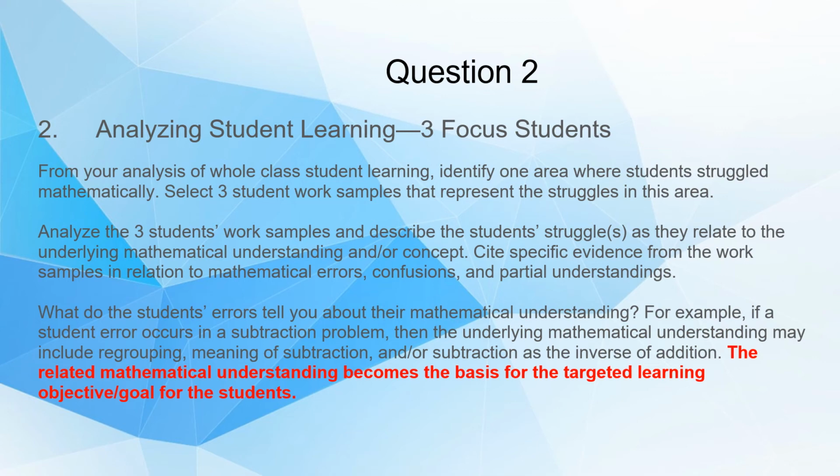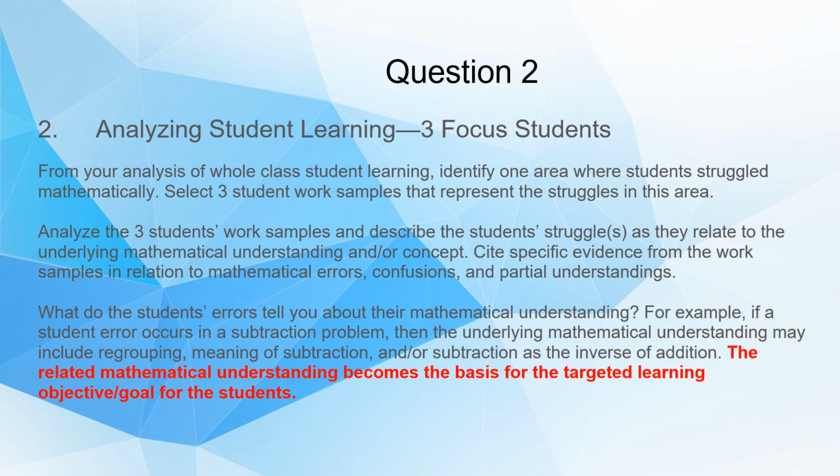You're going to analyze it with more detail, and you're going to cite evidence from the work samples in relationship to mathematical errors, confusions, or partial understandings. That's why you have to choose 3 students who didn't get it correct. And then you're going to try to figure out what did they not understand mathematically. So the related mathematical understanding that they struggled with becomes the basis for the targeted learning objective for the students in the next lesson.